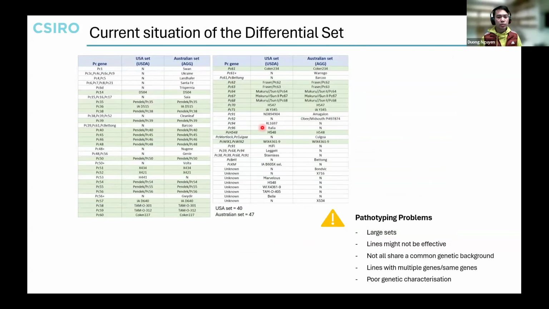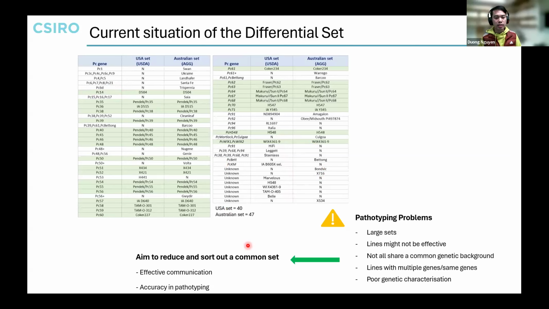However, looking more closely at these two sets, both of them are very large. For the purpose of phenotyping work, some lines in this set might not be effective at the moment, and not all share a common genetic background. Some lines carry multiple genes, or some lines carry the same gene, and some have very poor genetic characterization. All of this leads to problems with the accuracy of phenotyping experiments, and with communicating phenotyping results between groups. So in this project, we aim to reduce and sort out a common set for phenotyping in Australia.